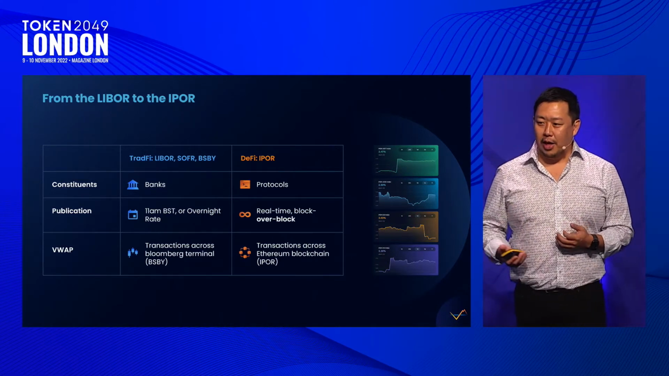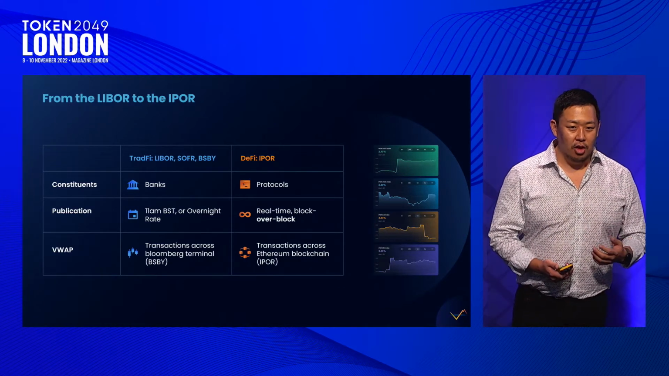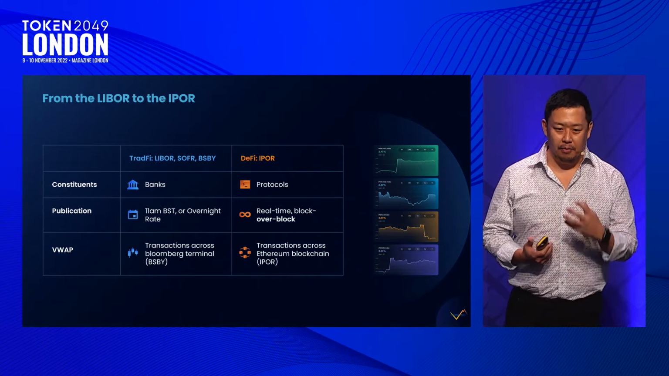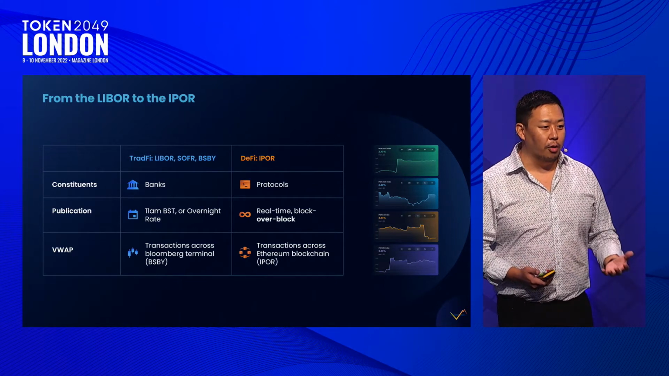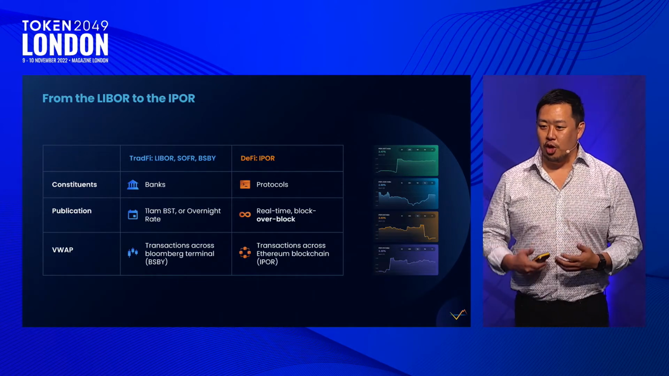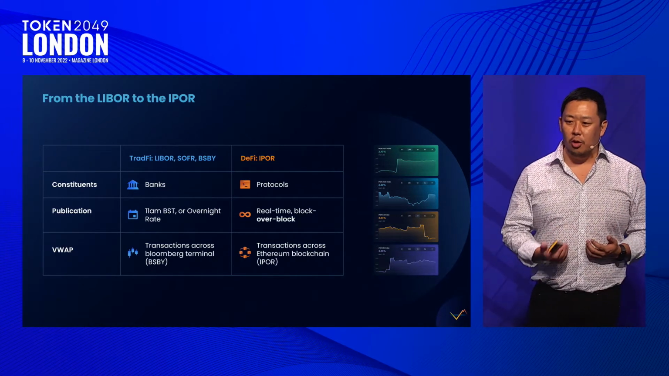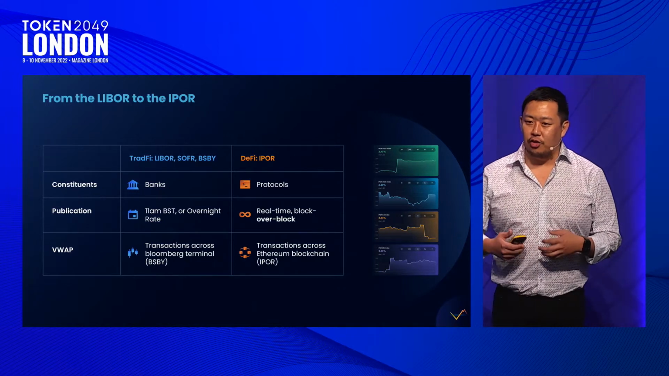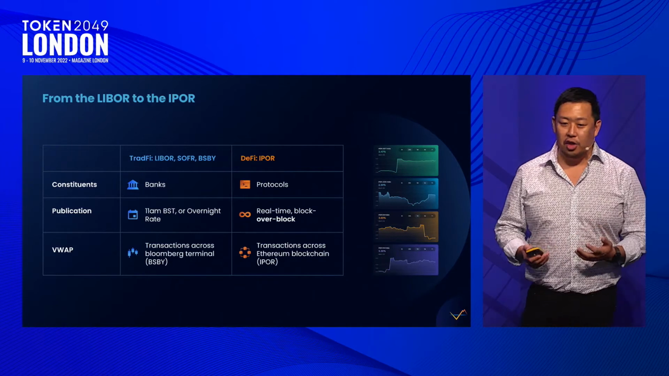In terms of publication, again, someone's overnight is always someone's daytime. So instead of having this geographic-centric publication time, we get the IPOR, or the interprotocol over block rate. It's published and calculated block over block over block. So it's the closest thing that we can get to real time in DeFi. And then finally, the transactions, we can see very clearly. They're going across smart contracts across the Ethereum blockchain.